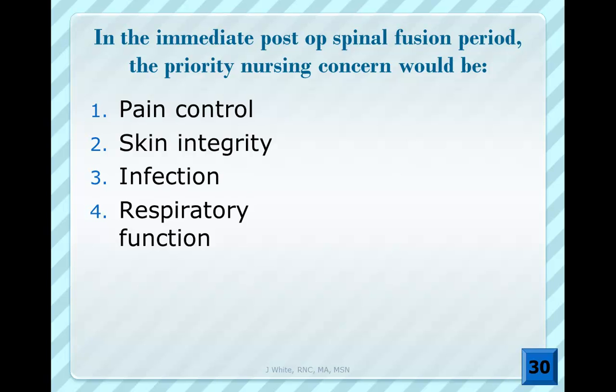Here's another question. In the immediate post-op spinal fusion period, the priority nursing concern would be... Now, notice that I didn't mention respiratory function, but when we think about Maslow's hierarchy, the number one concern is airway. And this child, remember we talked about the compression of the one lung that's now becoming the primary lung of function. And if we don't do it, they're also flat in bed, they're not moving much, they're very susceptible to respiratory infections, pneumonias. So our number one concern is respiratory function. Cough, deep breathe, pulmonary toilet, and turning them.